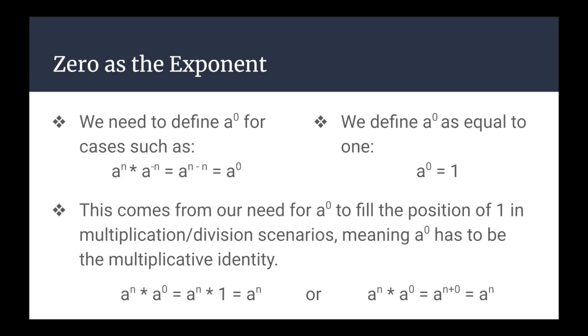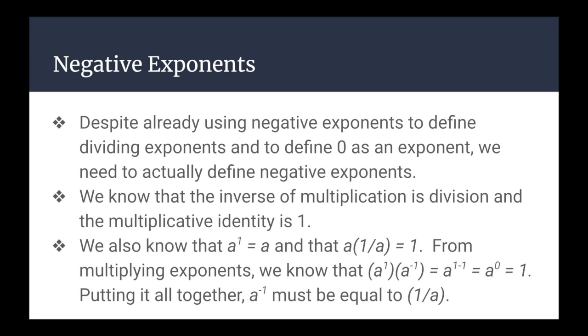Stated another way, focusing more on how we can multiply exponents, we have a to the nth power times a to the 0th power is equal to a to the power of n plus 0, which is equal to a to the n. So in both cases, whether or not we assume that a to the 0 equals 1 or not, we see that a to the 0th power is acting as the multiplicative identity.